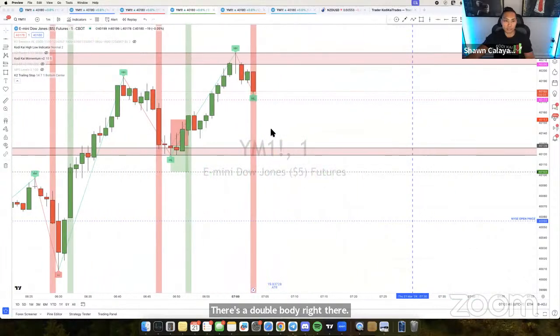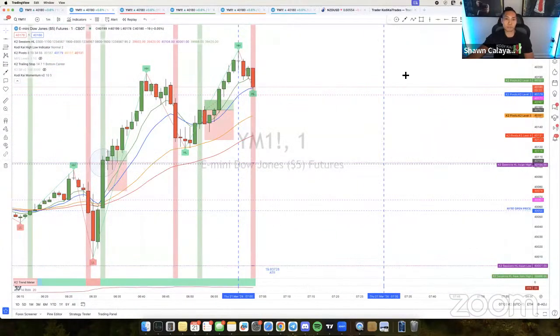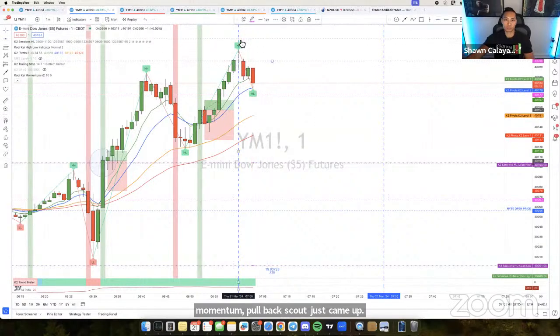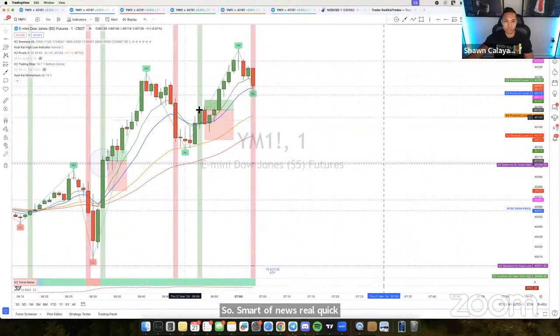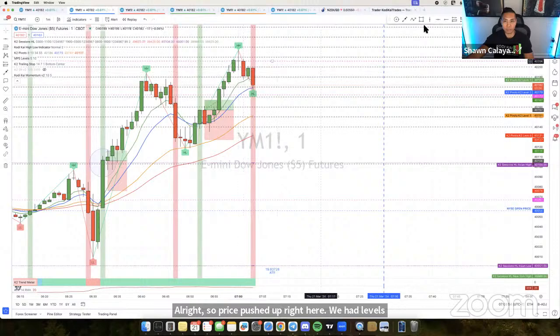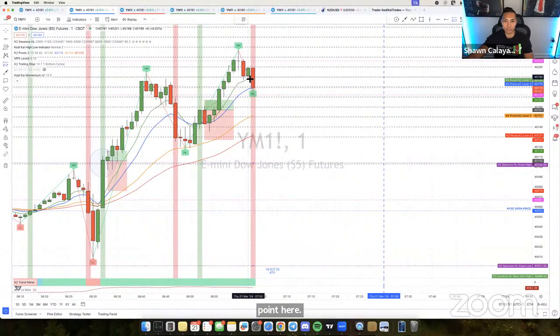Another entry just came up. Thanks, Daniel. Daniel said the momentum pullback scalp just came up. So, just market news real quick. All right, so price pushed up right here. We had levels right here as price pushed up. It retraced to this point here. This was the level that was established, and this right here would have been the momentum pullback scalp.